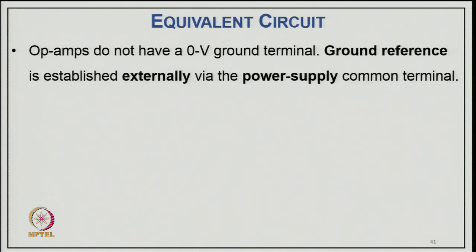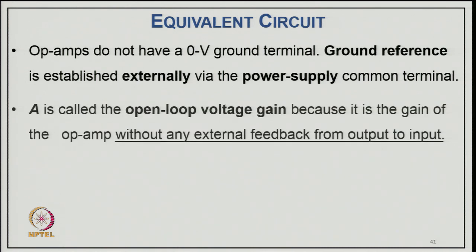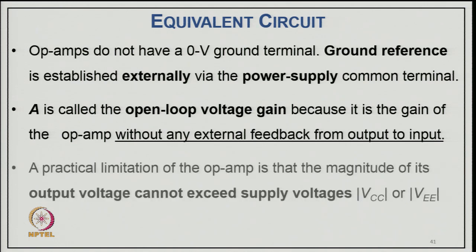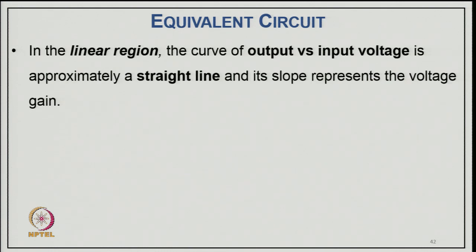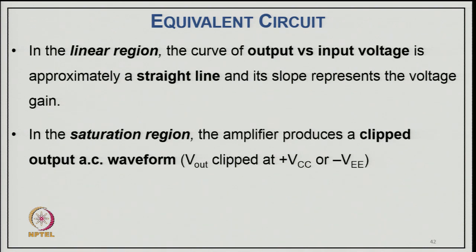Now in this equivalent circuit, operational amplifiers do not have a 0 volt ground terminal, as already mentioned. The ground reference is established externally via the power supply common terminal, because we have both positive and negative power supplies, and all input and output signals are with respect to ground. A is called the open loop voltage gain because it is the gain of the operational amplifier without any external feedback from output to input. A practical limitation is that the magnitude of its output voltage cannot exceed the supply voltage, V_CC or V_EE. In the linear region the curve of output versus input voltage is approximately a straight line and its slope represents the voltage gain. In the saturation region the amplifier produces a clipped output AC waveform, clipped at V plus plus or V minus minus, depending on the input signal and how much the amplification is.